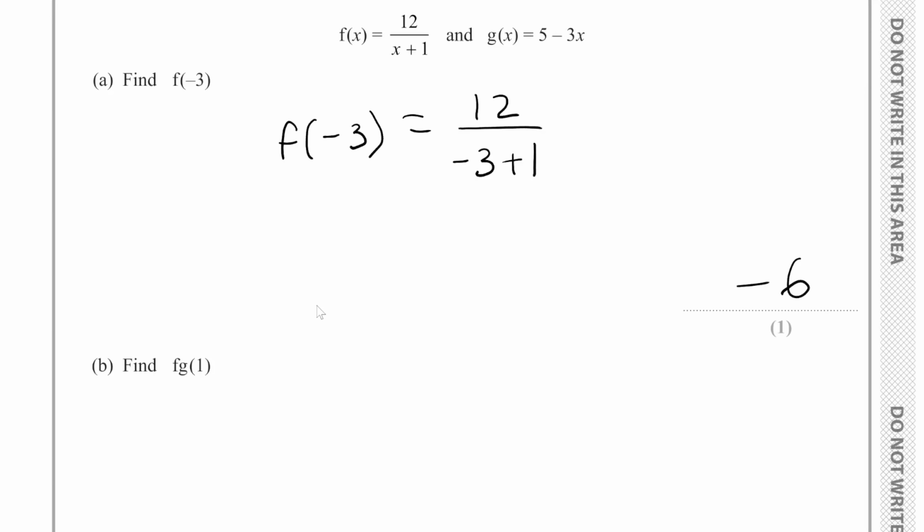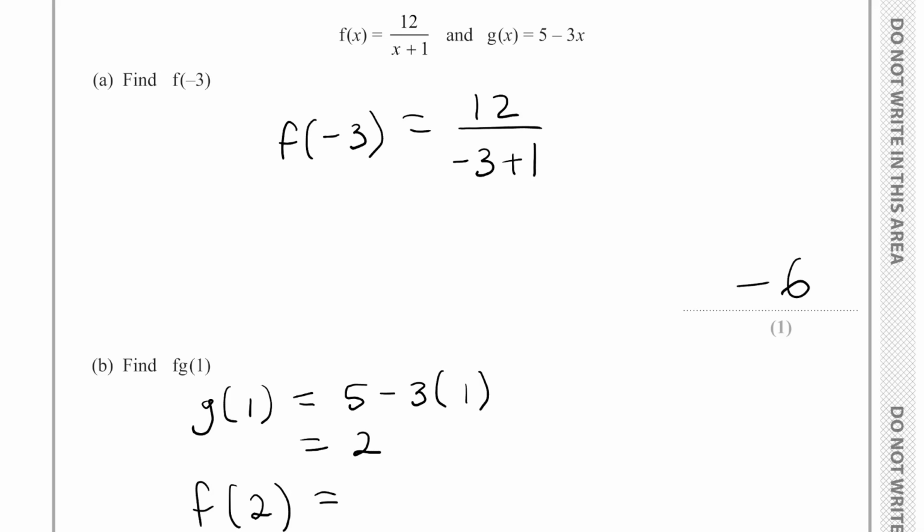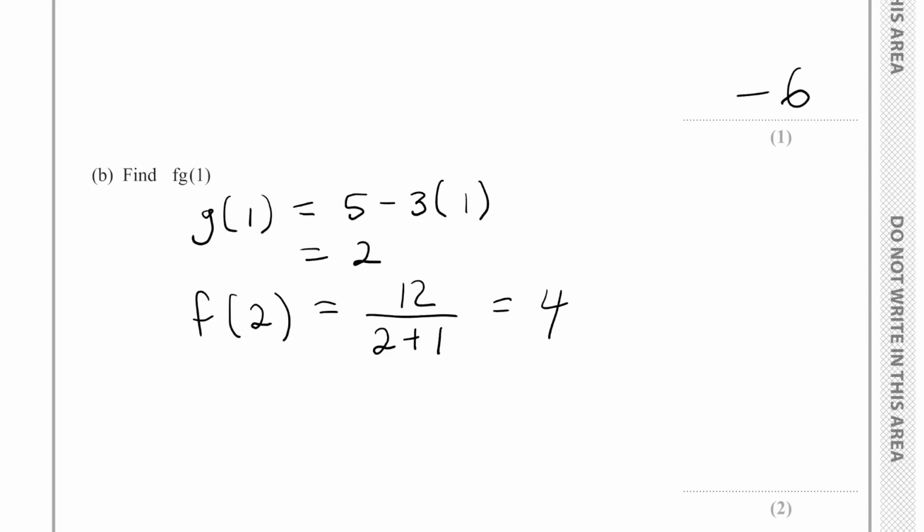Find fg of 1. So we put 1 into g and then put that answer into f. So g of 1 is 5 minus 3 ones, which is 2. Now we're going to put that into f. So we want f of 2, which is 12 over 2 plus 1. 12 over 3, that's 4.